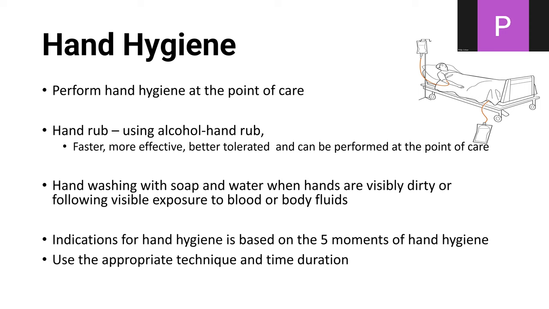If hands are visibly soiled, your hands are visibly dirty, or there's visible exposure to blood and body fluids, then you should use soap and water, because the alcohol hand rub will not penetrate dirt or organic matter very well. So you need to wash with soap and water when there's visible dirt or there's visible exposure to blood and body fluids. Indications of hand hygiene will be based on the five moments of hand hygiene, which we'll look at very soon, and the appropriate technique should be used and the appropriate timing, and we'll look at that. Next slide.